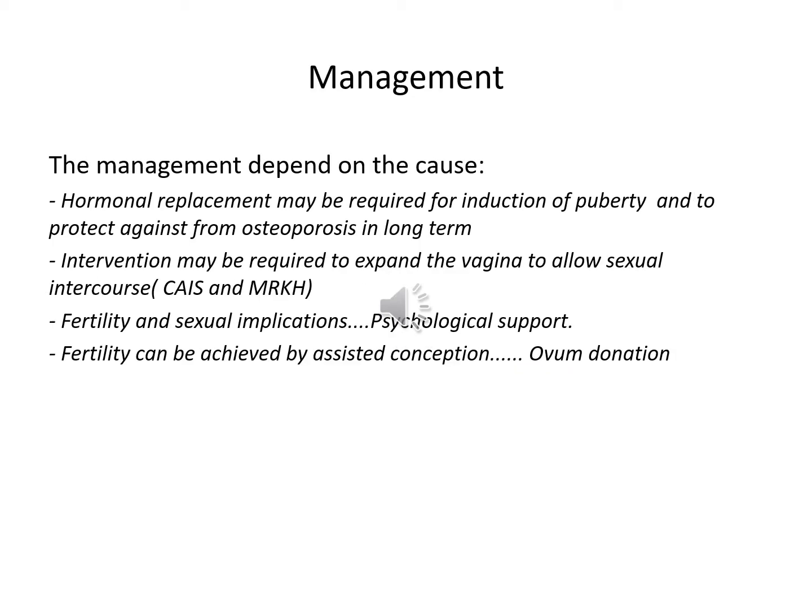Management depends on the cause. Anatomical, correct the cause. Imperforate hymen, do a cruciate incision to allow for the passage of the menstrual blood loss. Septum, excise the septum. Rokitansky and complete androgen insensitivity, unfortunately, there is no successful treatment other than psychological support and expanding the vagina to allow sexual intercourse. In case of complete androgen insensitivity, you need to remove the testes as there is a risk of malignancy.